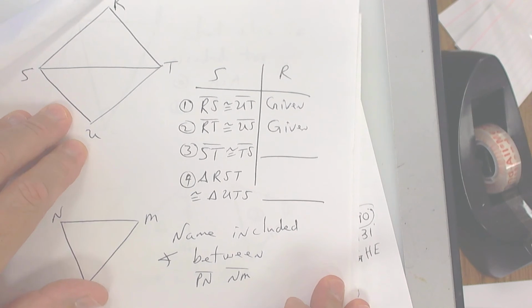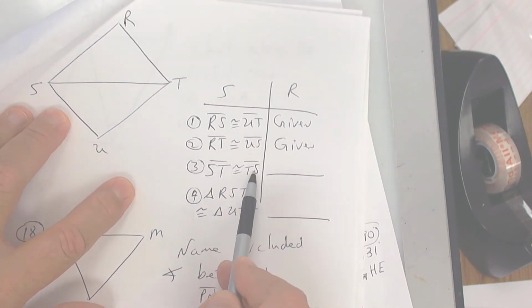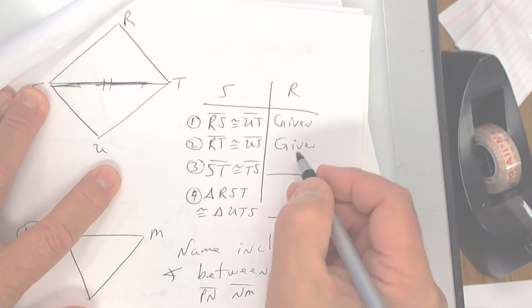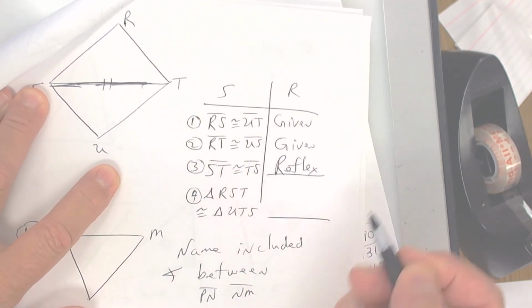Okay, watch the proof again. Don't get all wigged out on this. It's easy. See how it says ST is equal to TS? That's this one, and you know that one. That's reflexive. Can't miss it.